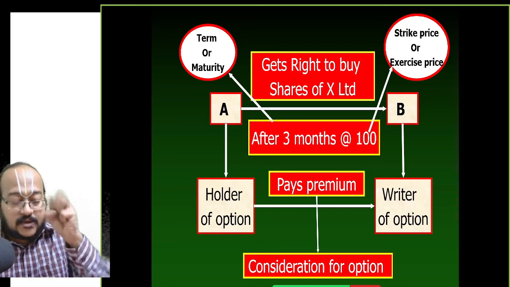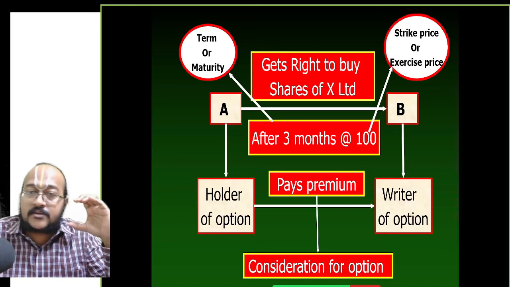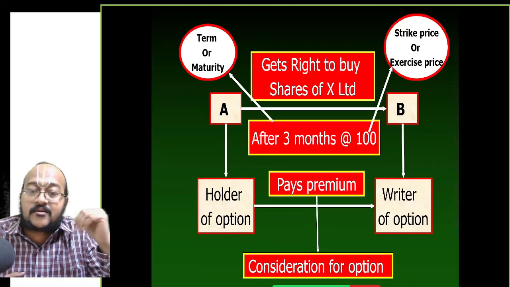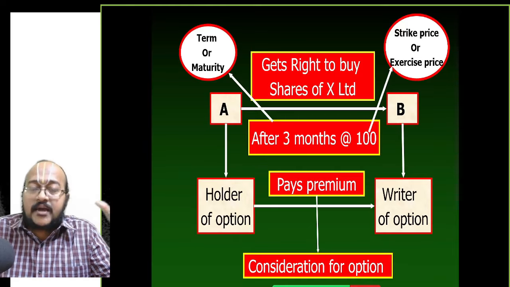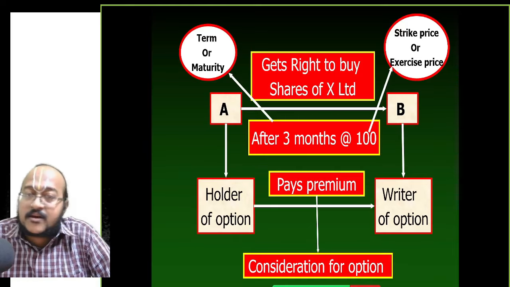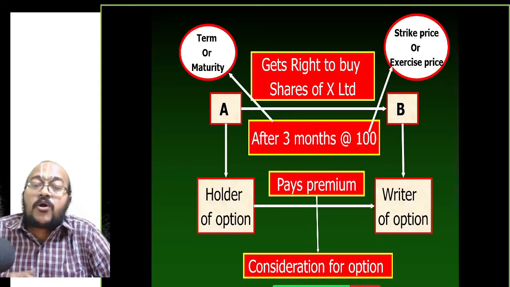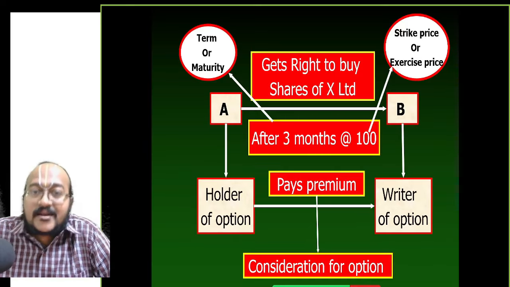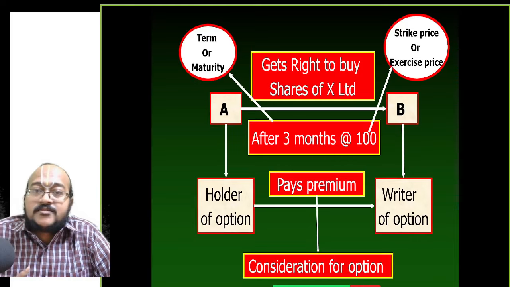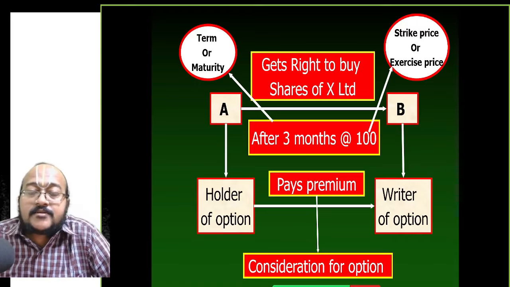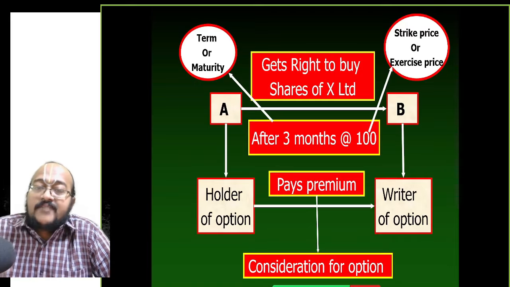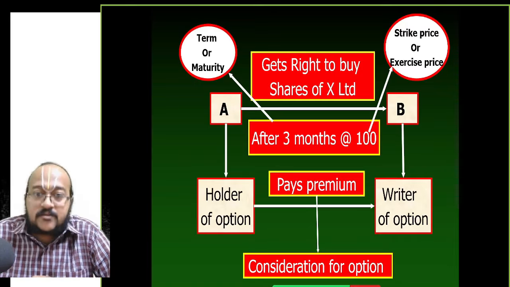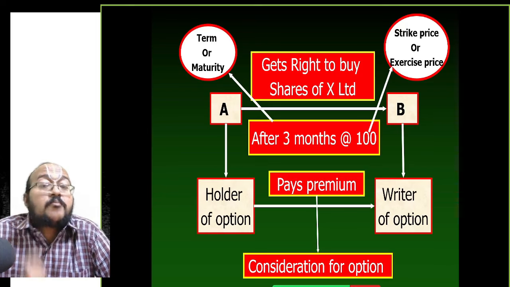Understood? See here, A and B, both the parties are there. A has a right, but he may exercise, he may not exercise. In case the share price today is 100, correct? Tomorrow the share price may fall to 50. At that time he will not exercise. He will be better off rather than exercising this contract. Correct? He will allow it to lapse. In that case, he has the right to buy, but no obligation to buy.